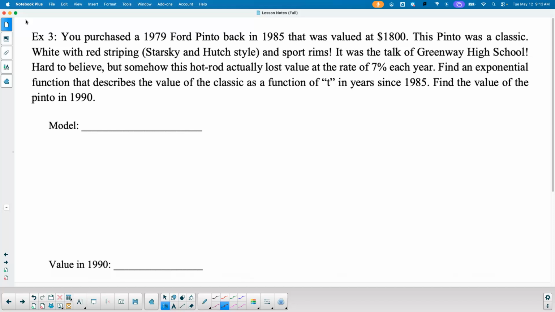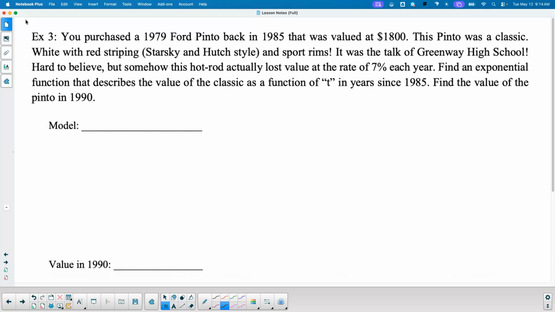Classic Pinto. Anybody know what the problem with the Pinto was? The major design flaw of the Pinto. Other than it being a Ford, yes. The gas tank was right behind the back bumper. So if you got rear-ended, the car exploded. That's why they don't make Pintos anymore. So white with red striping, Starsky and Hutch style, and sporty rims. It was all the talk at Greenway High School.